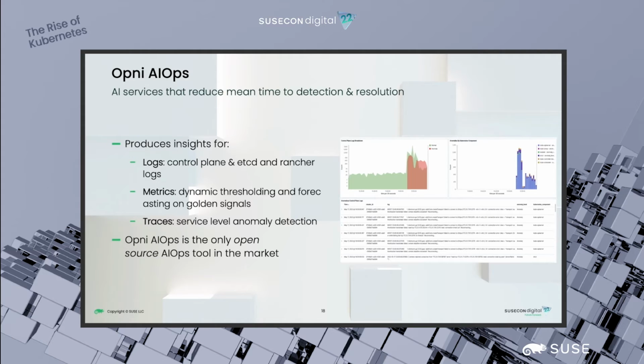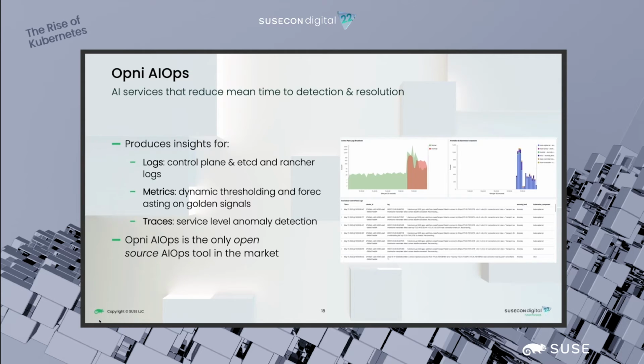Opni AIOps proactively monitors Kubernetes logs and captures those anomalous pattern logs in real time, which will significantly reduce the amount of time to detect and resolve the incident. We will see how it works in a demo soon. So far, Opni AIOps supports AI insights on control plane, etcd and Rancher logs, but we will reintroduce the support for anomaly detection on workload logs later this year.